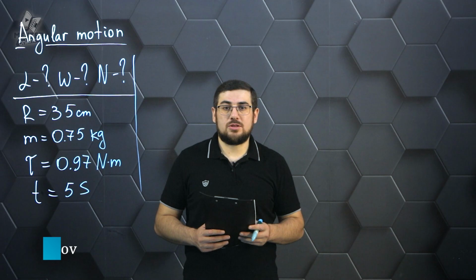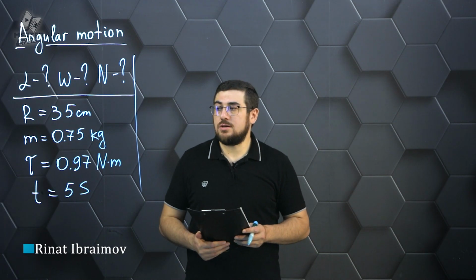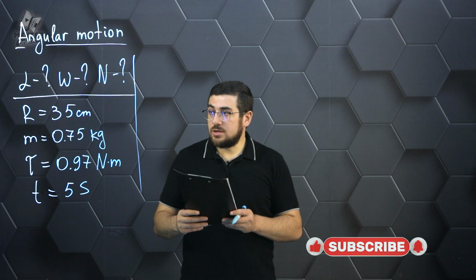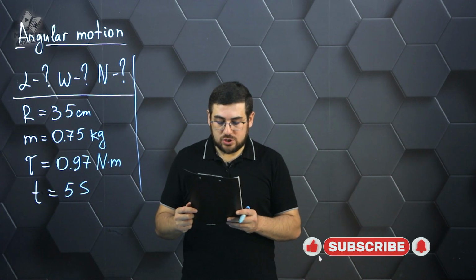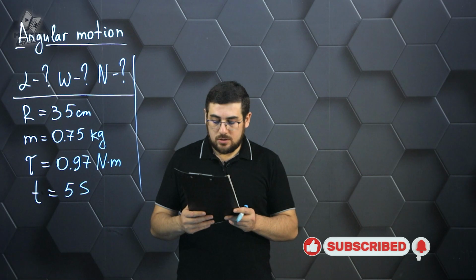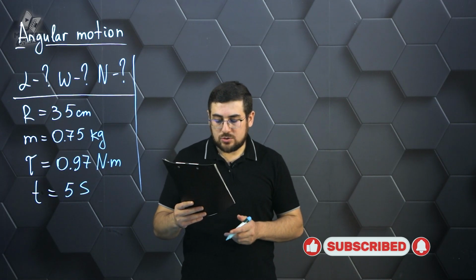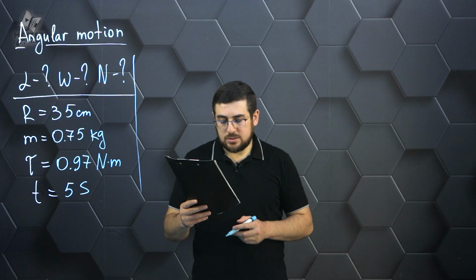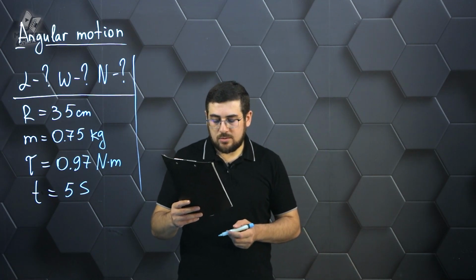Hello, today we will continue solving problems on rotational motion, and we'll consider the following question. A bicycle wheel with a radius of 35 centimeters and a mass of 0.75 kilograms is subjected to a torque of 0.97 Newton meters. Considering the wheel as a hoop, find its angular acceleration and angular velocity after 5 seconds. How many revolutions will the wheel make during this time?